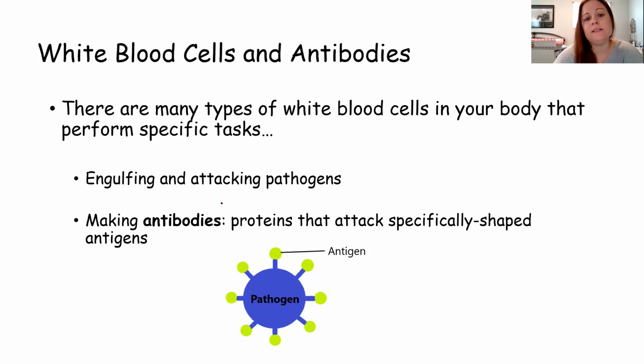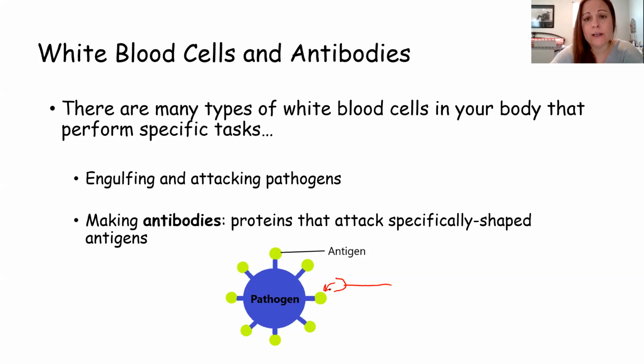You also have white blood cells in the body that make what are called antibodies. And this is a really common term that I'm sure you've heard before. Proteins that attack specifically shaped antigens are called antibodies. So this can get confusing. Antigens are the things that are on the actual pathogen, whereas antibodies are what are made by your immune system. So if I were to draw what an antibody might look like that would attack this antigen, that might be what this antibody that my body would make might look like.